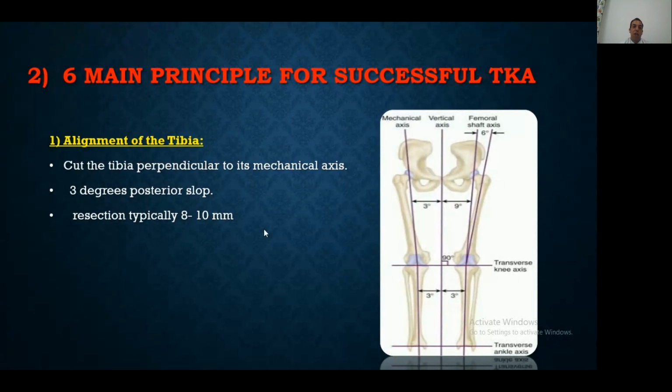So we have some important principles. The first one is alignment of the tibia. The tibial cut must be completely perpendicular to the mechanical axis. What is the mechanical axis? You can understand it as the axis of the tibia, or the line over the bone marrow of the tibia. Also, it has to have a 3-degree posterior slope. You know, the proximal end of the tibia is not horizontal. It has a posterior slope of 3 degrees. And also, the resection must be between 8 to 10 millimeters. We will learn more later about this resection amount.